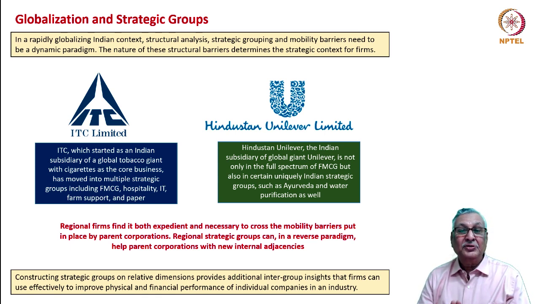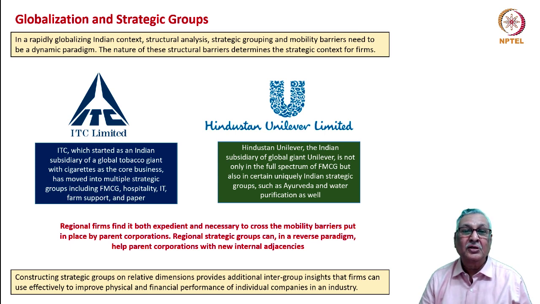Globalization and strategic groupings have certain conglomerate implications or large company implications. In a rapidly globalizing Indian context, structural analysis, strategy grouping, and mobility barriers need to be a dynamic paradigm. The nature of these structural barriers determines the strategic context for the firms. ITC started as a subsidiary of a global tobacco giant. It was the Indian subsidiary with cigarettes as the core business. But it understood the environment, social and economic, in India, and moved into multiple strategic groups including FMCG, hospitality, IT, farm support and paper.